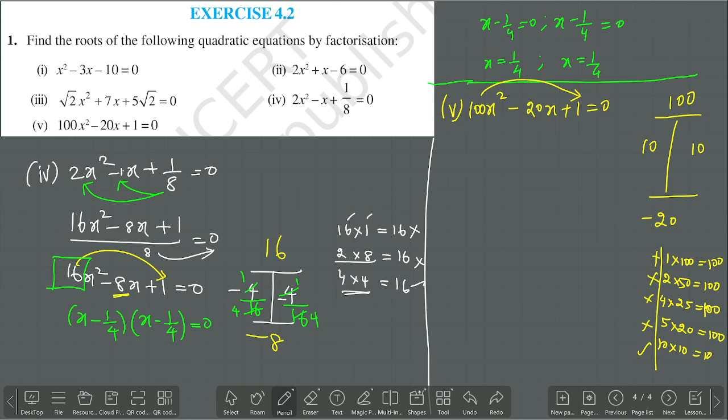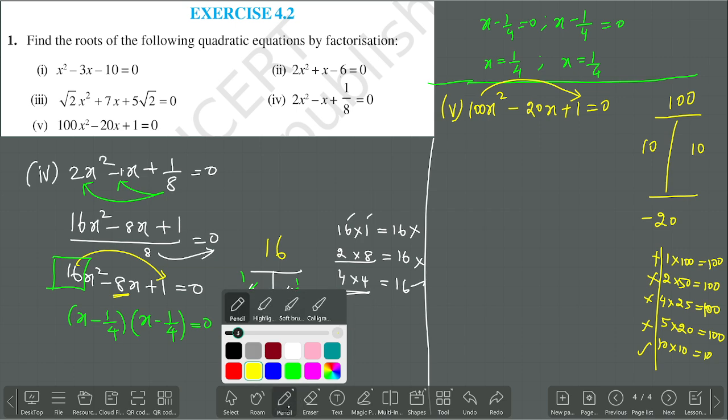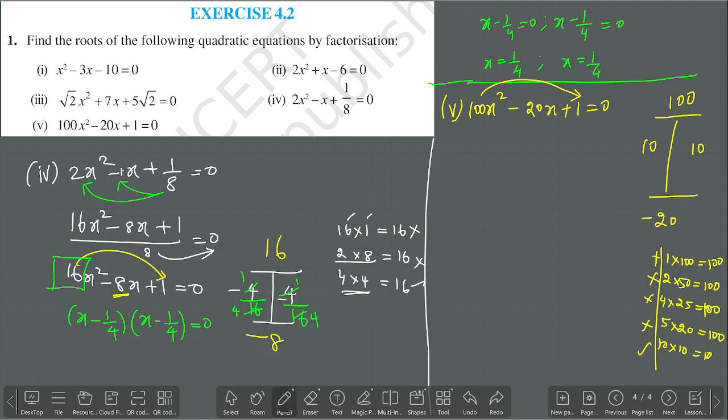Now here we have to divide by what? 100, because the coefficient of x square is 100. So divide by 100, divide by 100. One time how many times? 10. One time how many times? 10. So the variable is x. So x plus 1 by 10 into x plus 1 by 10 equal to 0.